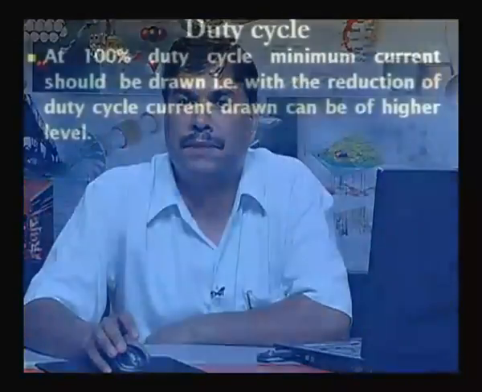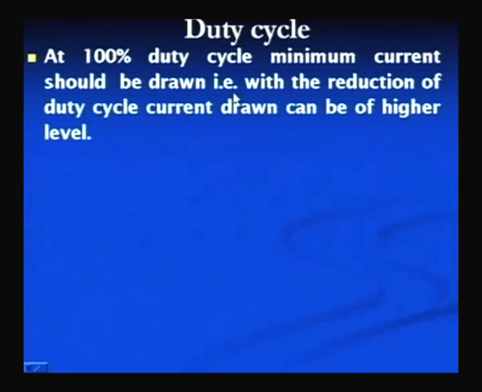So, to avoid excessive heating and to maintain the temperature of the coils and cables within the safe limit, it is necessary that at 100% duty cycle minimum current is drawn from the power source. Otherwise, continuous drawing of heavy current from the power source can damage the coils and cables, and that is why with the reduction of the duty cycle, a higher level of current can be drawn from the power source.